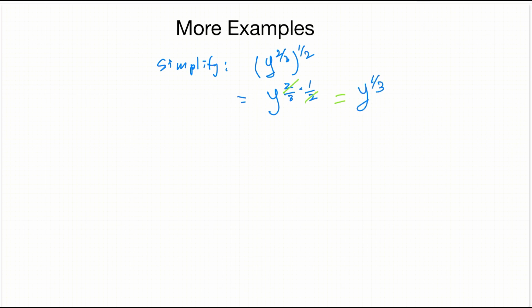Now let's look at a couple more examples. We want to simplify. Here we've got y raised to the 2/3 power, that whole quantity raised to the 1/2 power. Now using our rule, we're just going to multiply the exponents. So that's y to the 2 divided by 3 times 1/2. Now our 2's are going to cancel. So what that's going to give us is y to the 1/3 power. So there's our answer.